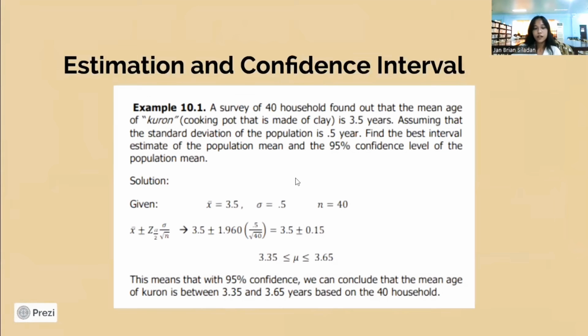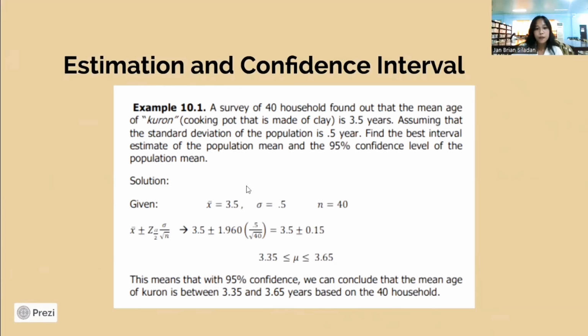For example, a sample estimation of confidence interval where the standard deviation is known. A survey of 40 households found out that the mean age of a cooking pot that is made of clay is 3.5 years. Assuming that the standard deviation of the population is 0.5 year, find the best interval estimate of the population mean at the 95% confidence level.